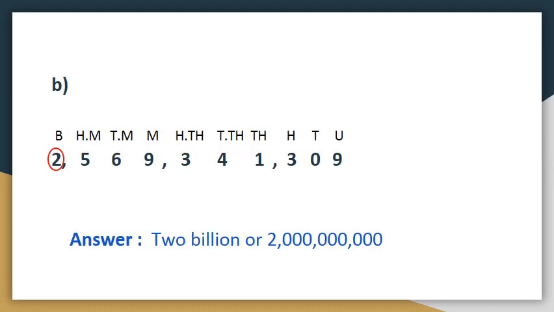Now, here is another example. The 2 is the encircled digit. So, what is the place value of 2? To find this, first write the place values on top of the number up to billions. Now we get 2 in the billions place. Hence, we can read or write it as 2 billion.